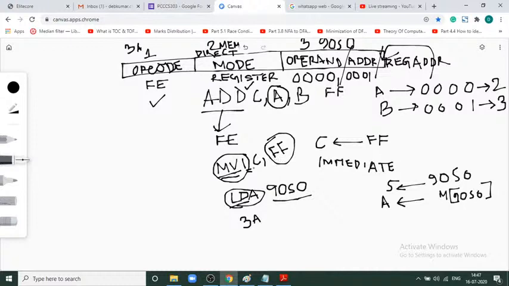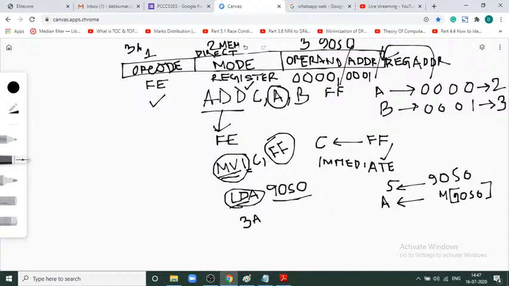What is the addressing mode? I for immediate, so we are immediately transmitting FF to the C register, so the addressing mode is immediate addressing mode. It is in immediate addressing mode. And in opcode I should write the opcode of MVI C, FF.